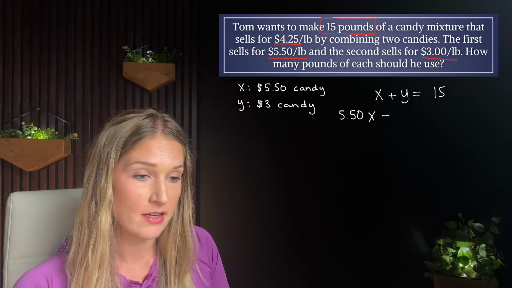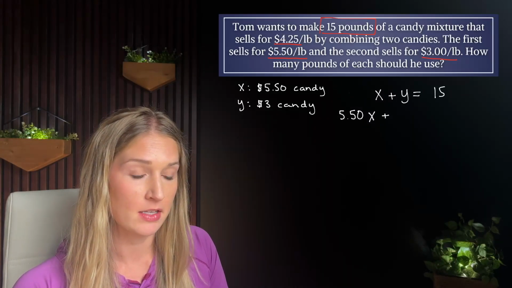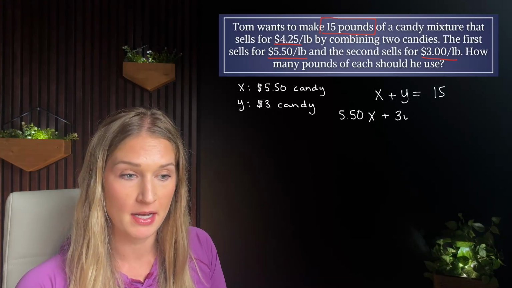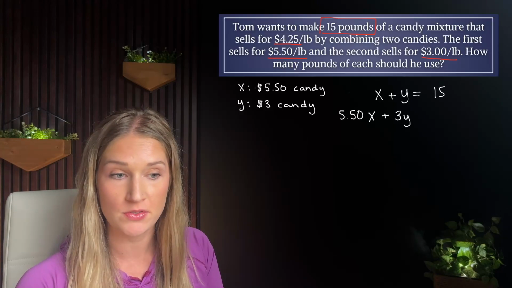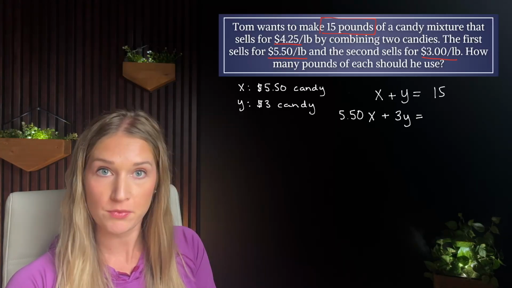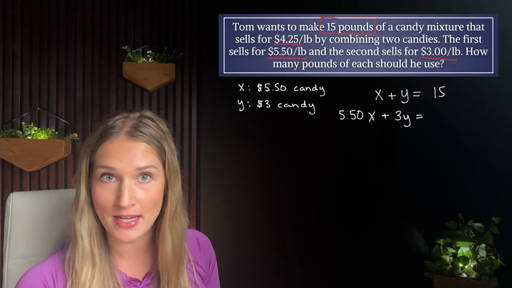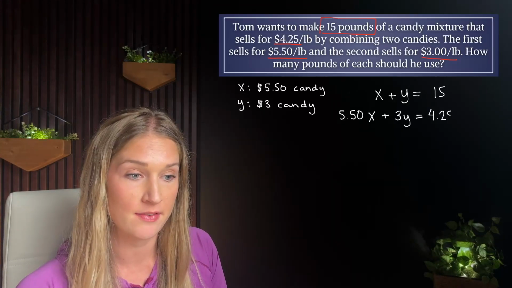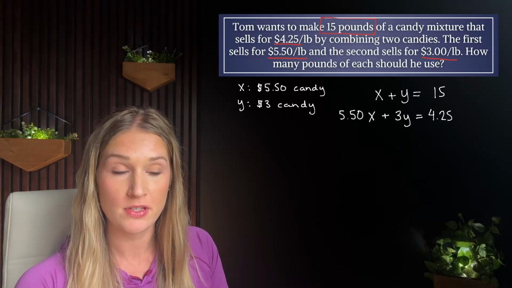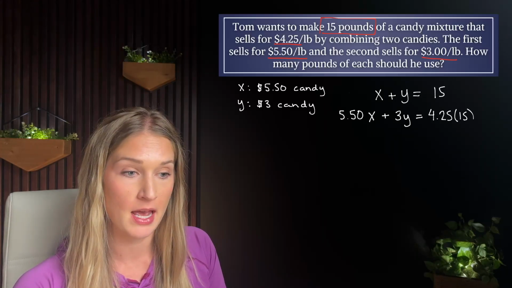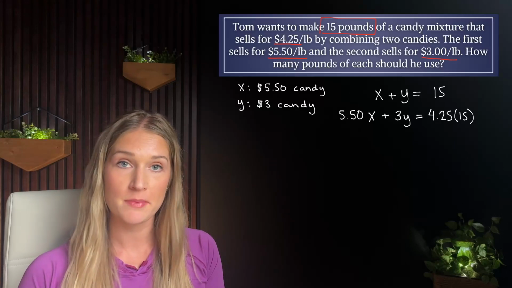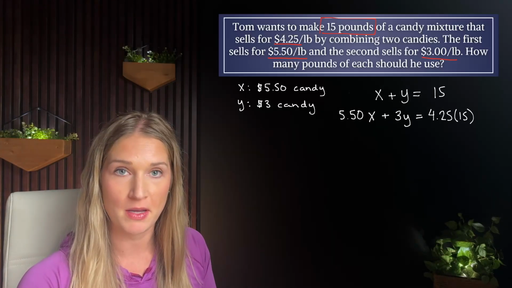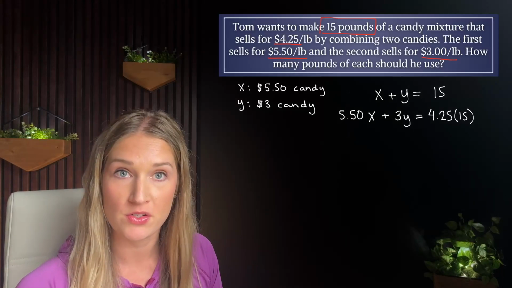Then I'm going to add on the price of my $3 candy. So I have $3 per pound, so $3 multiplied by the number of pounds that I'm using. And that gives me the total for that $3 candy. Now, all together, I want this mixture to cost $4.25, and the amount that we're using is the 15 pounds. So it's price times amount plus price times amount equals your final price times amount. And now this is a system of equations that we can solve.